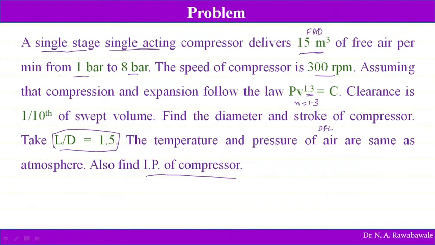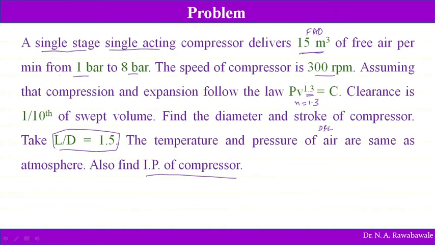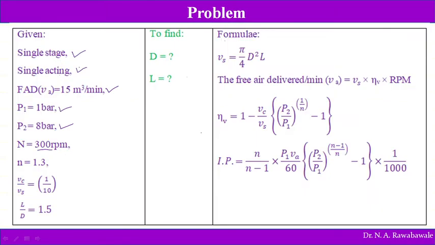So first of all, we will collect this information. The compressor is single acting, single stage, free air delivered is 15 meter cube per minute, inlet pressure is 1 bar, the desired pressure is 8 bar, the compressor speed, rotary speed, is 300 rpm, the index for polytropic compression and expansion is 1.3, that is, n value is 1.3.